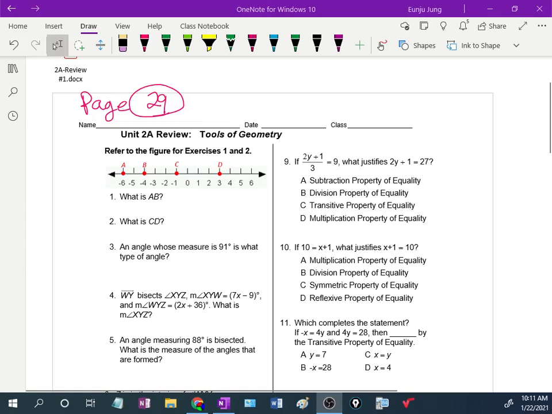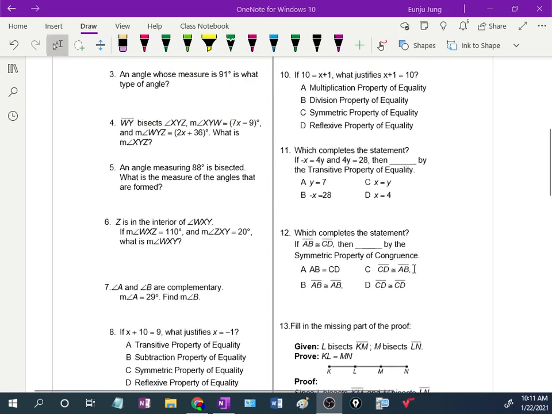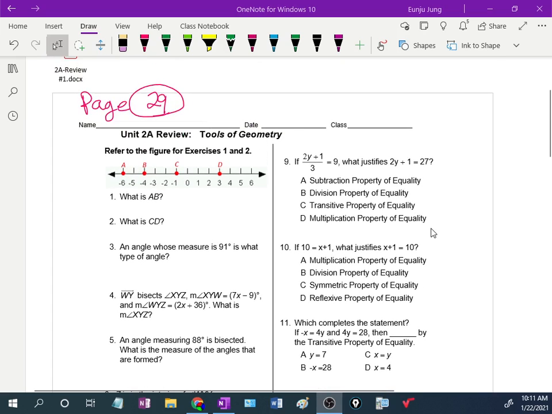In this video, we'll do page number 29. We'll review Unit 2A. So we will see properties and postulates, and we will review briefly, okay? And including proof. Question number 1.